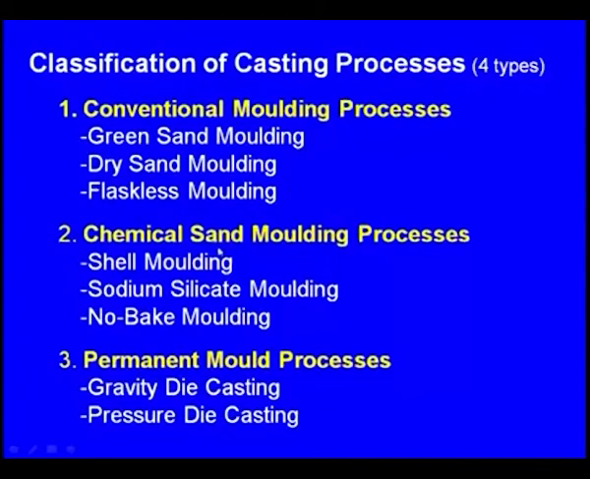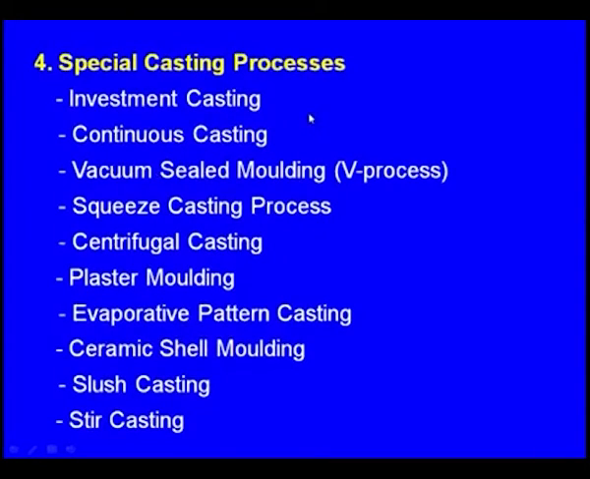Accordingly we have seen the classification. So this is the classification we have seen: conventional molding process, chemical sand molding process, permanent molding process and special casting process. For the past few lectures we have been learning the overview of these casting processes. Of course we are going to learn each and every one of these processes in detail in the subsequent classes.